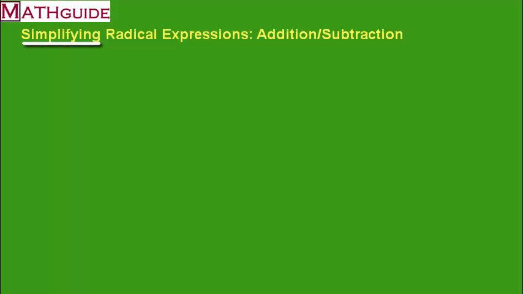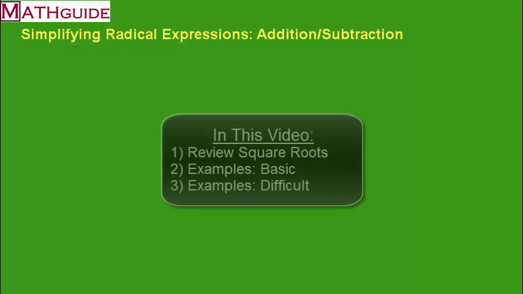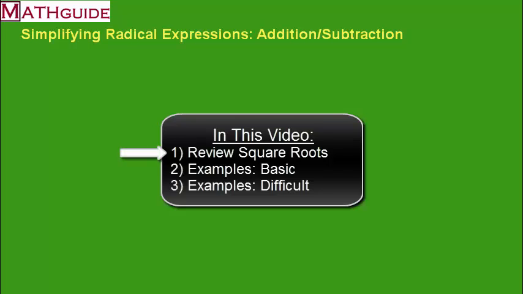In this video, we're going to simplify radical expressions, and we're going to focus on addition and subtraction. In our first section, we're going to review square roots. In our second section, we're going to go over some examples that are at the easy level. And then in our third section, we're going to talk about some difficult level examples. All right, let's get started.